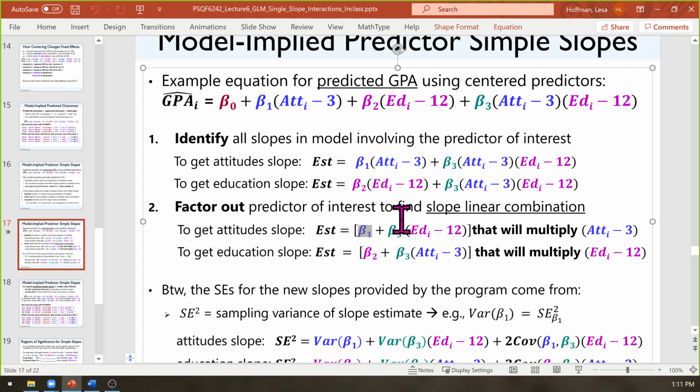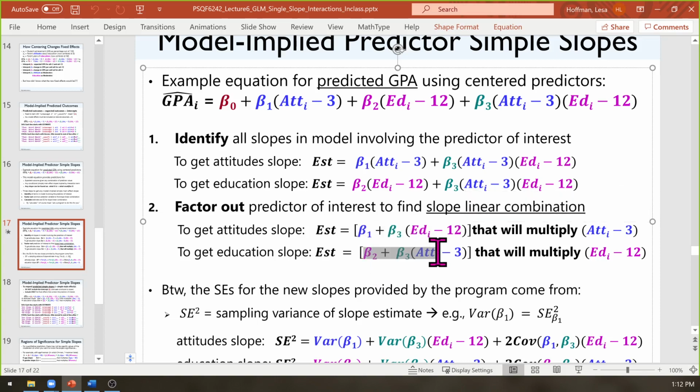The centered value for all of the categories. The centered value for education as the moderator. Yeah. So in this case, because attitudes interacts with education, the only time that the slope for attitudes would be just beta 1 is if the second term goes to 0. So that would happen in this context when education equals 12 years, which would knock out the contribution of beta 3, leaving just beta 1 as the slope of attitudes.